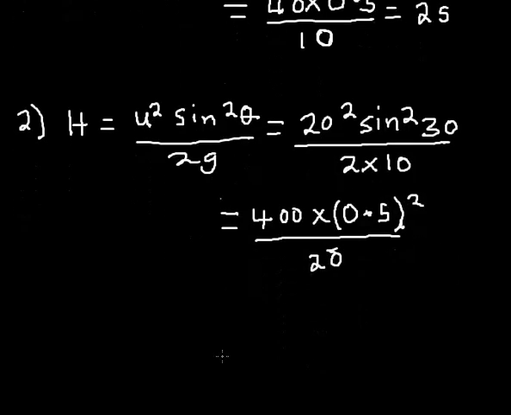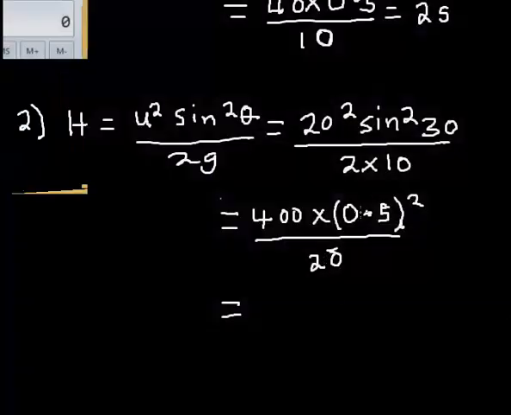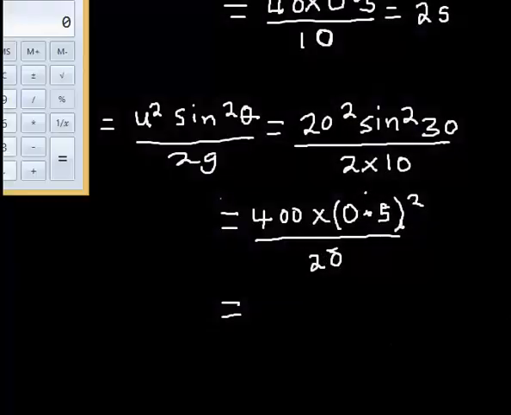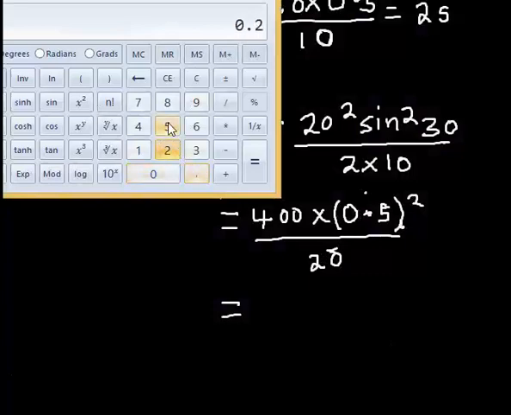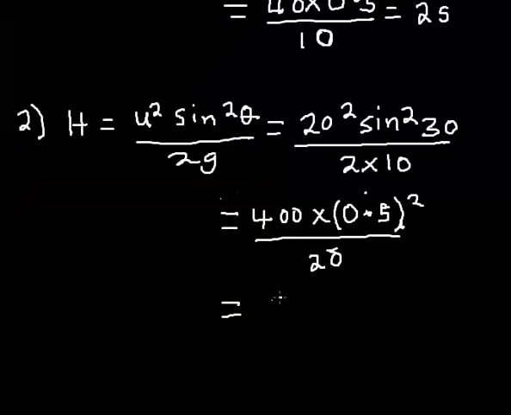So this is going to be equal to 0.5 square, which is 0.25. So I'm having 0.25 times 400. So what does that give me? Let me get a calculator. 0.25 times 400, then of course that's 100, okay? Then divided by 20. So that's going to be 5. So 5 meters.